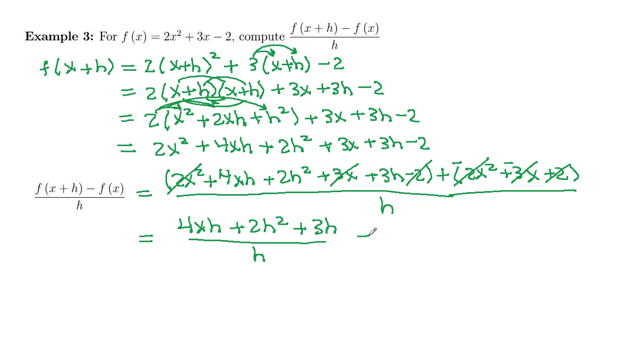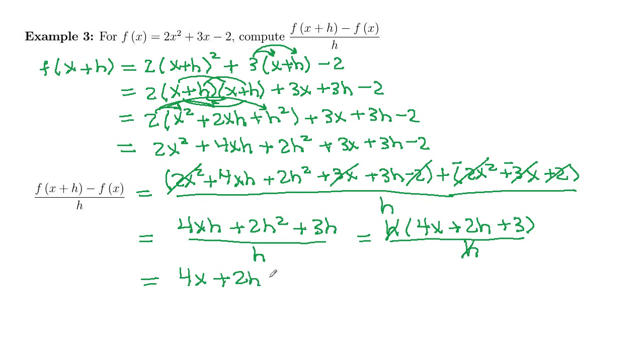And then I want to keep simplifying here. Notice I've got a common factor of h in the numerator, so I can factor out an h. If I factor the h out of here, 4x is left. And if I factor an h out of there, I've got 2h left. And if I factor the h out of here, I've got that plus 3 left in there, and all over h. And then the h's cancel. h over h is 1. So this difference quotient simplifies to 4x plus 2h plus 3.